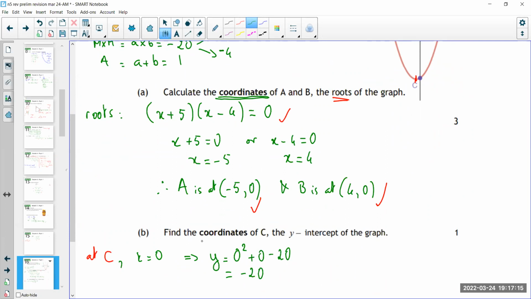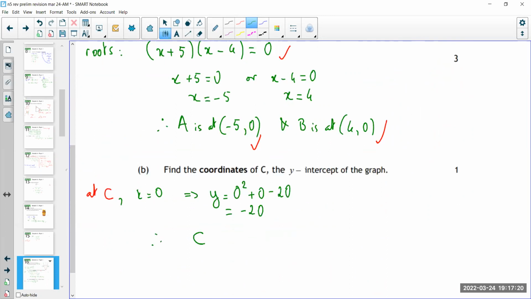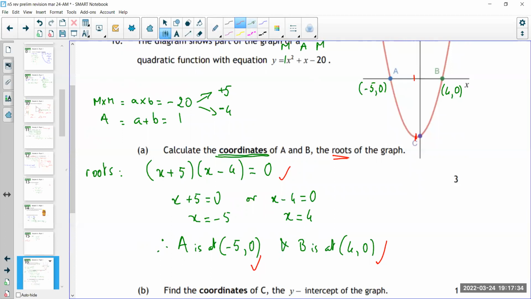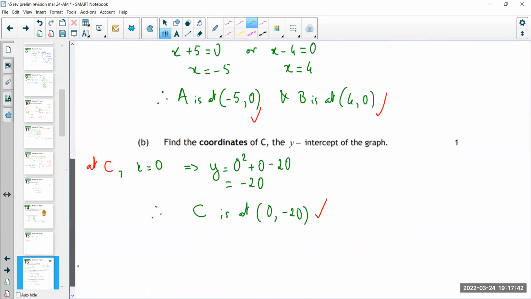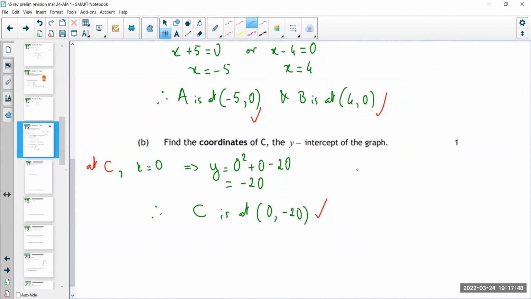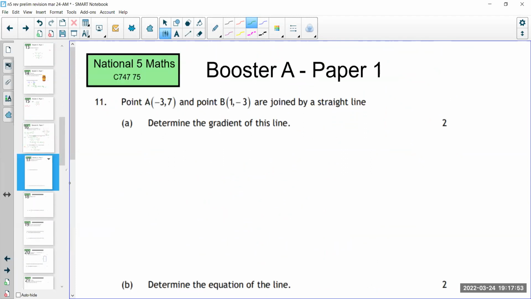And again, we've been asked to find the coordinate. Therefore, C is at 0 for x, negative 20. And that's you for your last mark. And you can come over here if you wanted to, 0 for x, negative 20. They've not asked us to look for the turning point. So if I were you during an exam, I'd move on. You're not going to get an extra mark by finding the turning point and so on and so forth. You just move on.